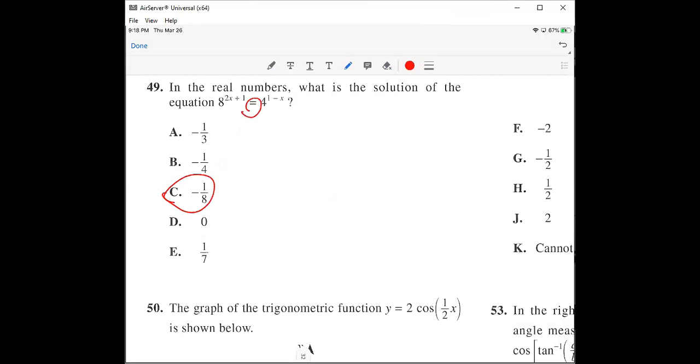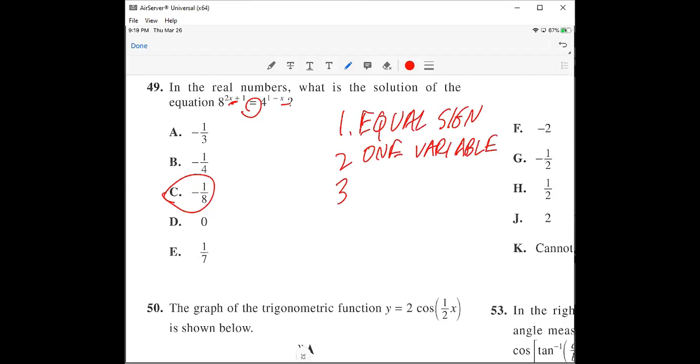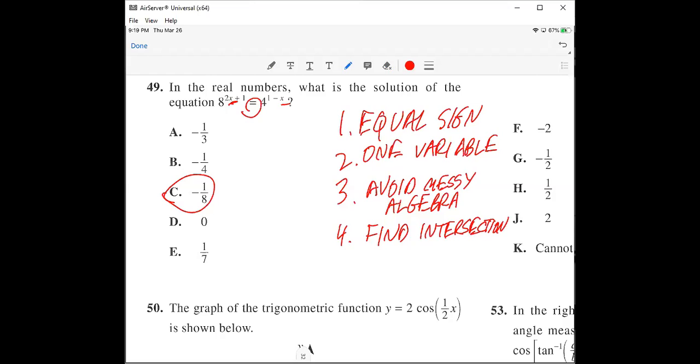Whenever you see an equal sign, whenever you have one variable, you can always use your calculator to solve, to avoid, in my opinion, messy algebra. So even though I'm an algebra teacher, when I'm teaching students for the ACT or SAT, I say, look, try to just put it into your calculator and find the intersection, because that's the easiest, most reliable way, and sometimes the quickest way. Use your calc. And that becomes a much easier question to solve.